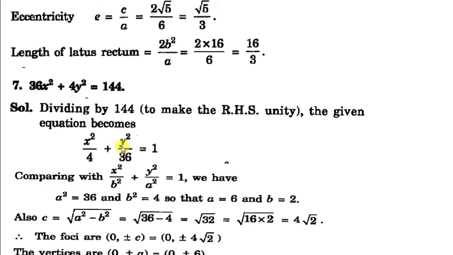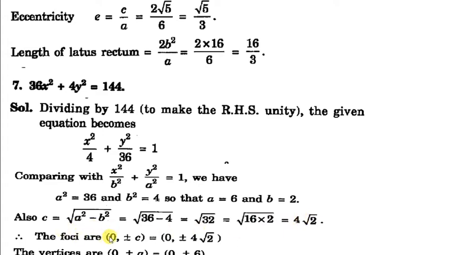Now here the denominator of the term containing y is greater than the other one, so its major axis is the y axis. So when we compare it with the standard form x square upon b square plus y square upon a square equal to 1, we get a square is 36 and b square is 4. So a is 6 and b is 2. With the help of this, c is under root a square minus b square, that is under root of 36 minus 4, that is root 32. So it is 4 root 2.